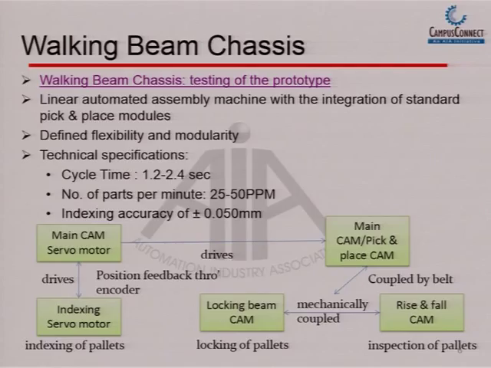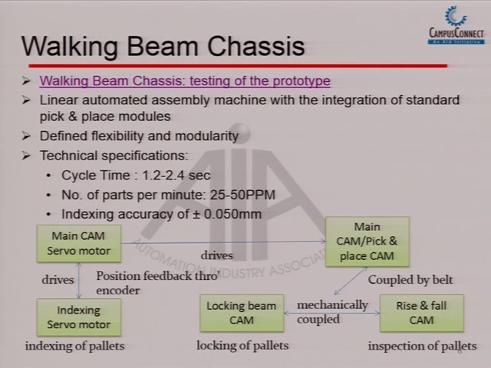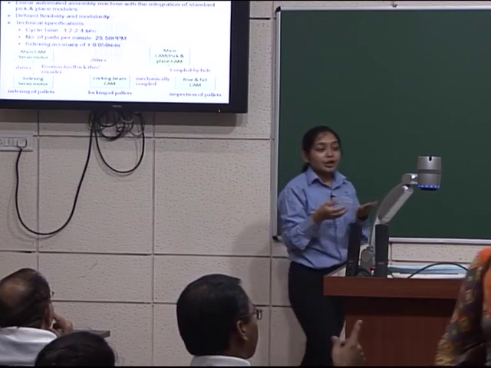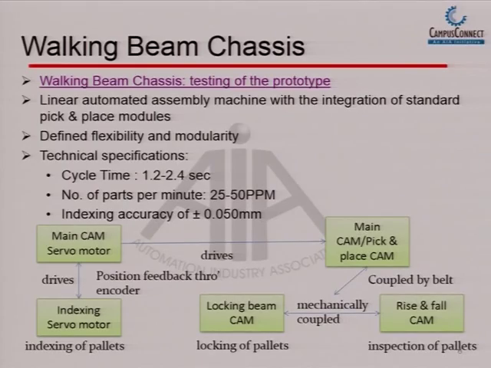So here we have 3 cams. One does the pick and place, and the remaining 2 cams are mechanically coupled. One will do the rise and fall for the inspection, and the other does the locking of pallets. This is one part that you have designed as a quality check, to see whether the parts are placed or not. So if you just keep this separate, one cam does pick and place coupled to the locking beam. So when you want to reduce the speed of the entire machine, the pick and place and the moving of the pallets on the conveyor reduces simultaneously.